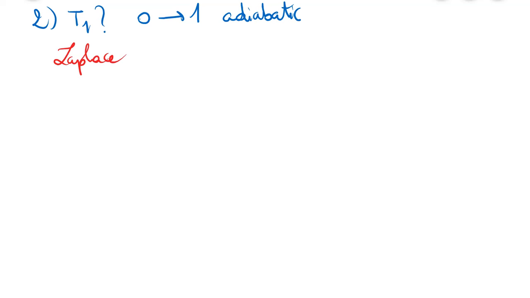So how to deduce T1? Remember, the transformation between 0 and 1 is an adiabatic transformation. That being said, we can directly apply the Laplace law. That is just for adiabatic transformations: PV to the power gamma equals a constant. That's the law. So what we are going to do now is apply this law for the state 0 and then for the state 1 and see what happens.